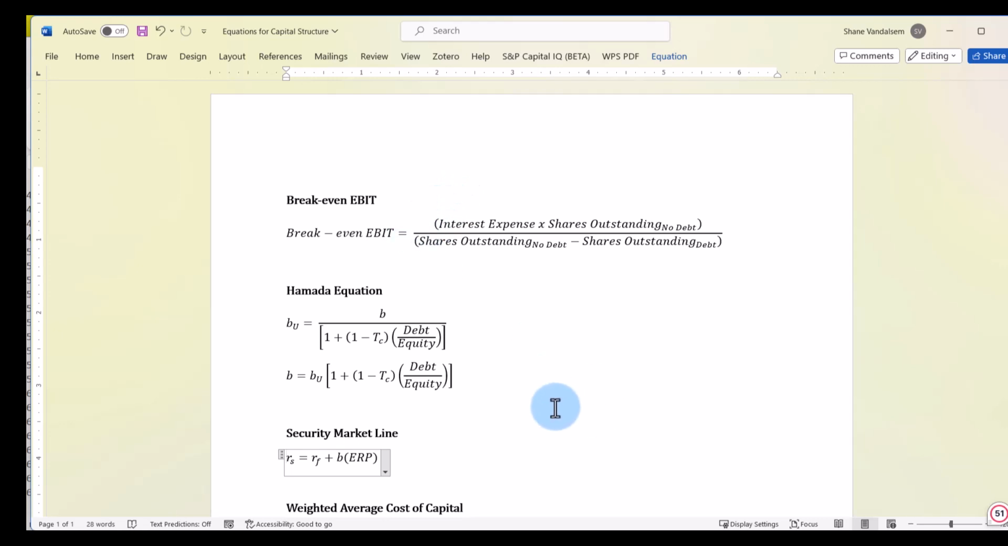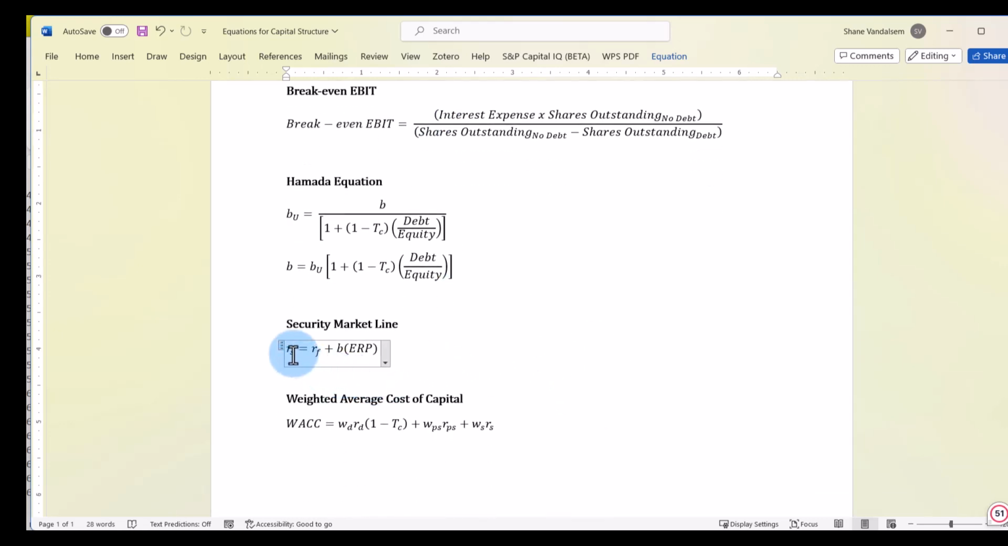We'll be using the security market line, and the security market line says that the cost of equity is equal to the risk-free rate plus the levered beta, or the equity beta for the firm, multiplied by the equity risk premium. And then finally, we're going to use the weighted average cost of capital equation that says that the weight of debt multiplied by the cost of debt multiplied by 1 minus the corporate tax rate plus the weight of preferred stock multiplied by the cost of preferred stock plus the weight of equity multiplied by the cost of equity is equal to the weighted average cost of capital for the firm.